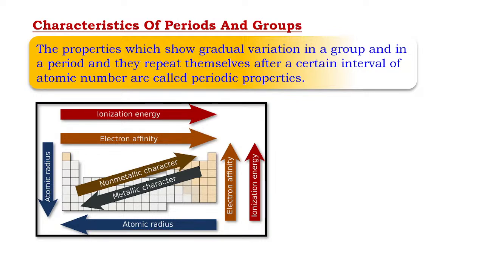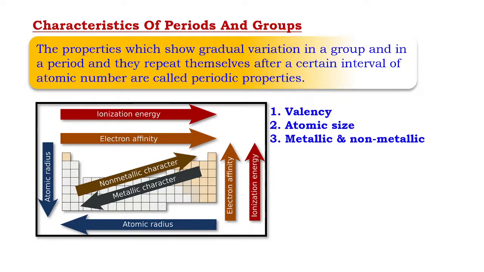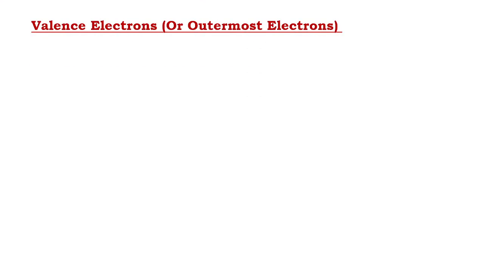Electron affinity towards the right increases. Atomic radius down the group increases. Okay, electron affinity up the group increases. Like this they are going to ask the question. Atomic radius from right to left decreases. So if you understand this chart, you can definitely write one answer in your exam: valency, atomic size, metallic and non-metallic properties, etc.